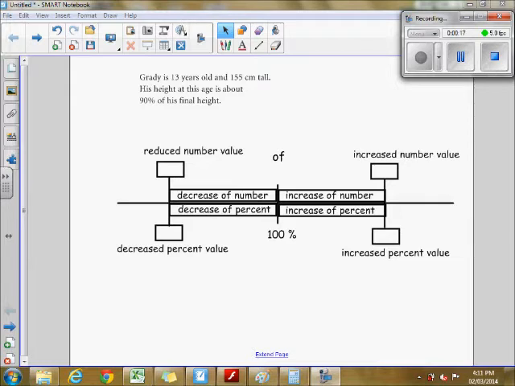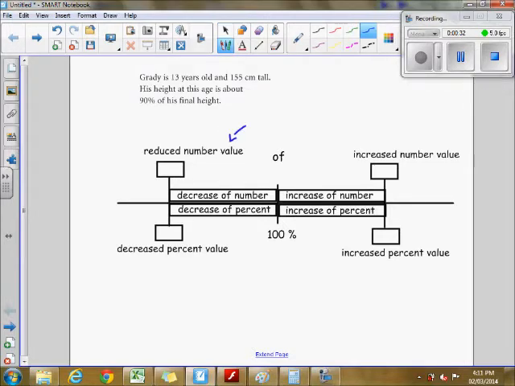First, I'm going to try to explain why this whole concept can be difficult. As you see here in the chart, there are a number of things that can come into play. We can have the reduced number value given. We can have the increased number value given. We can have an increased percent value given, decreased percent value given. We can have the decrease of the percent given, the decrease of the number given, the increase of the percent given, or the increase of the number given.